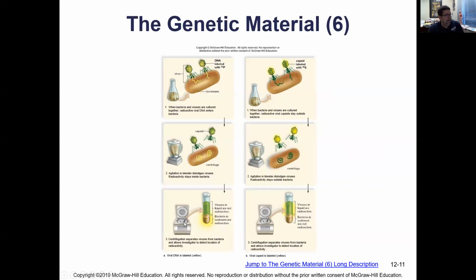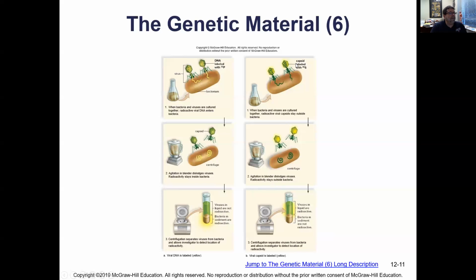Okay, she doesn't show that, but the viruses are also going to be produced, and it's labeled, you know, yellow here, and the viruses that are produced are going to be radioactive. Okay, baby virus is radioactive here, which means it was the DNA that was transmitted.